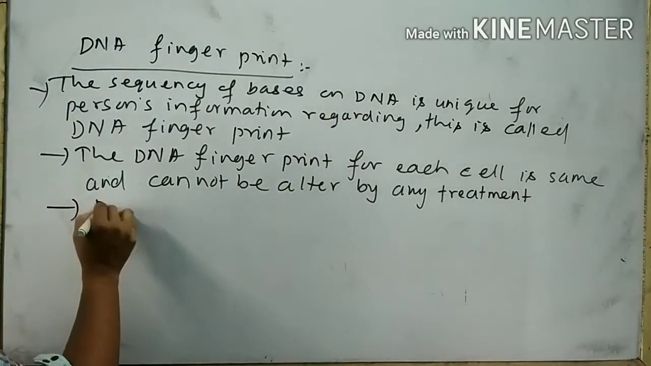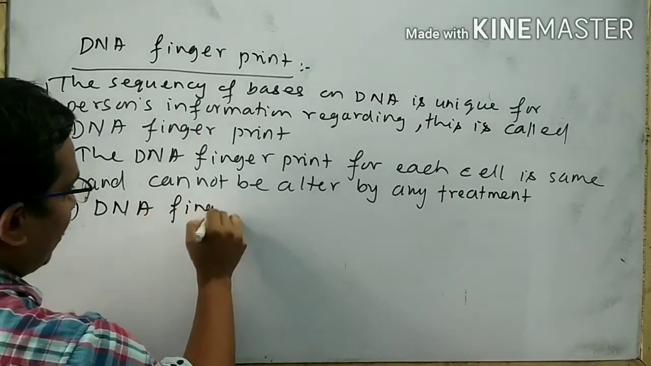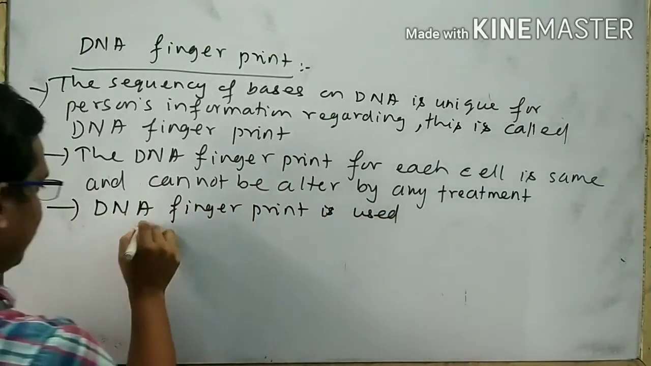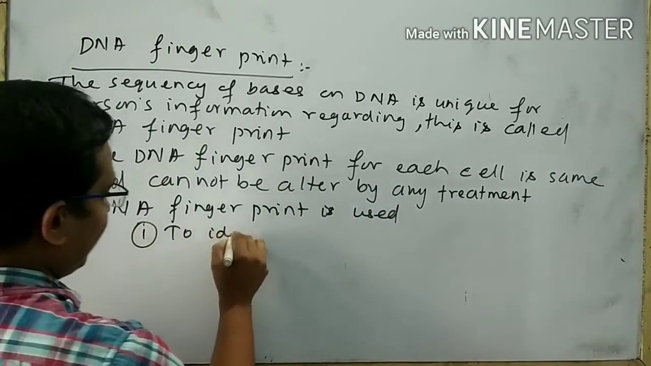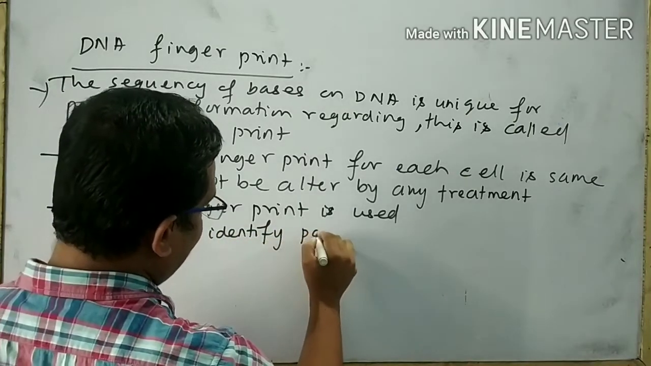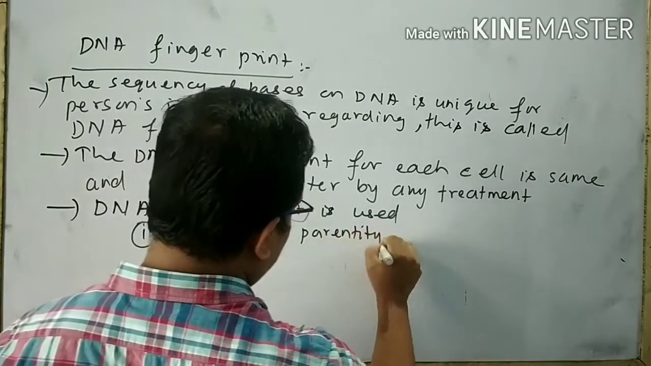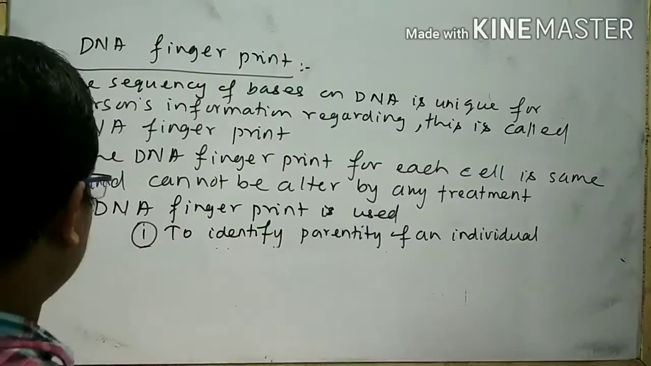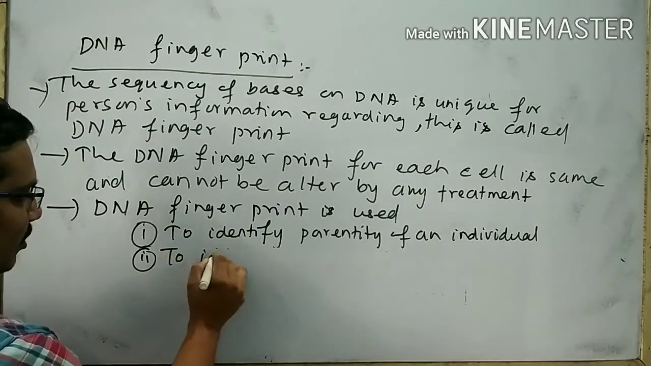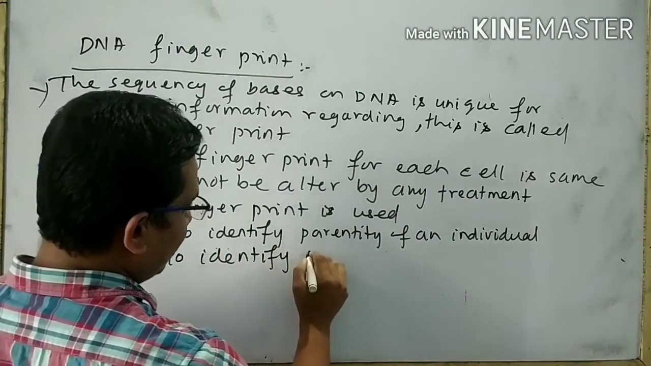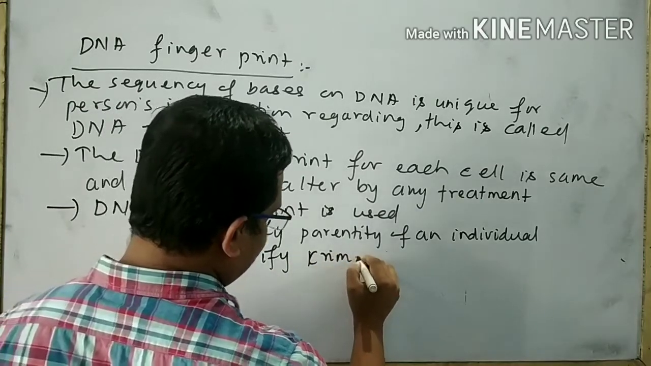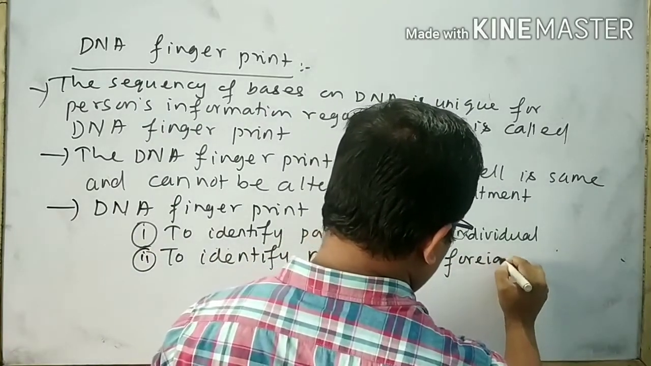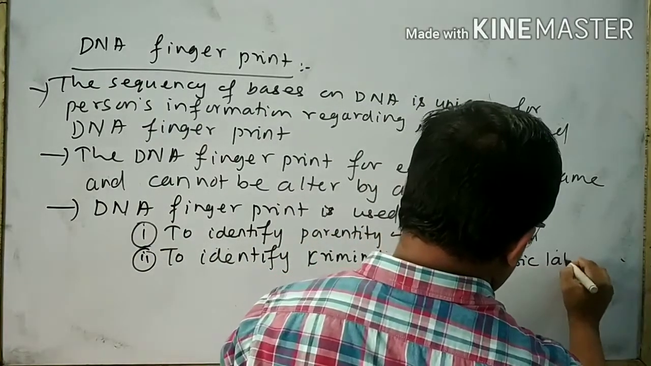So you can write DNA fingerprint is used. Number 1 is to identify parentage of an individual. Number 2 is to identify criminal by forensic laboratory test.